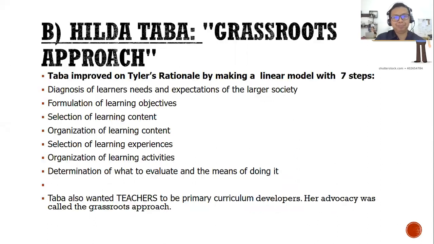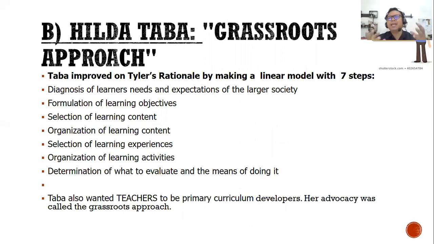The second is Taba's approach for curriculum development as a model. So Tyler uses 4 questions to illustrate the model of curriculum development. Hilda Taba uses the grassroots approach.